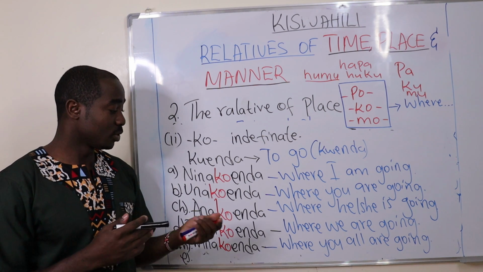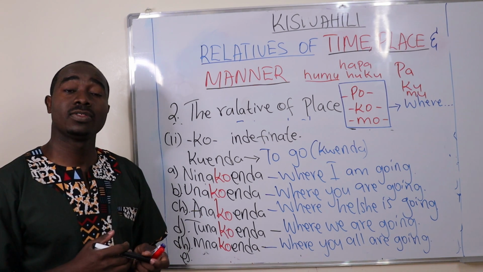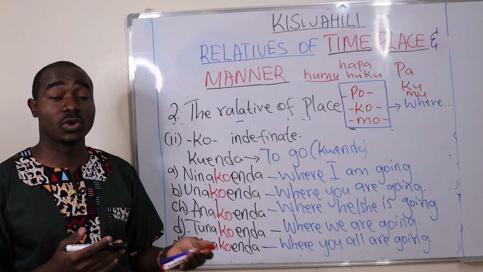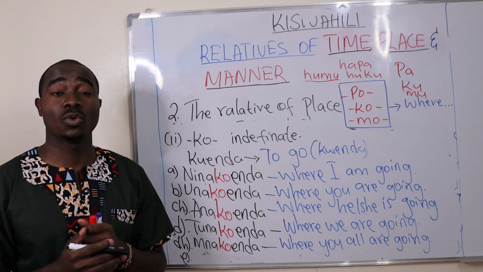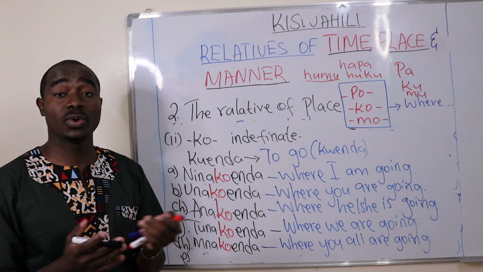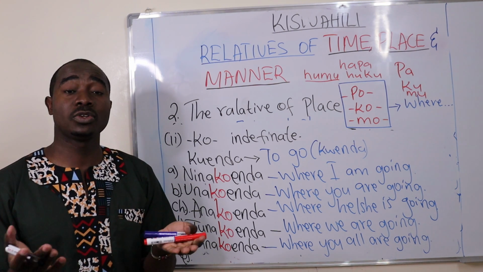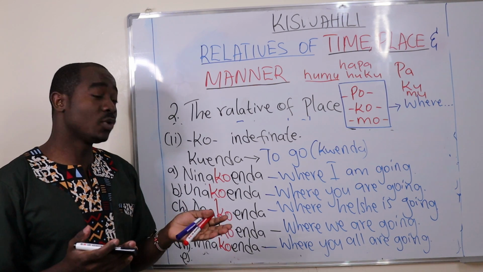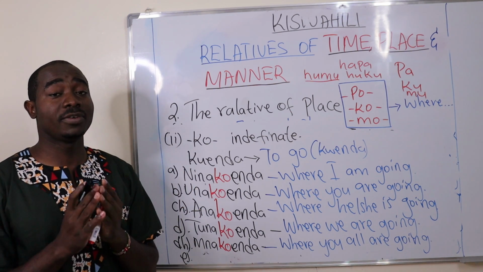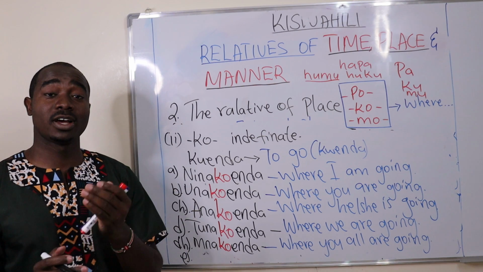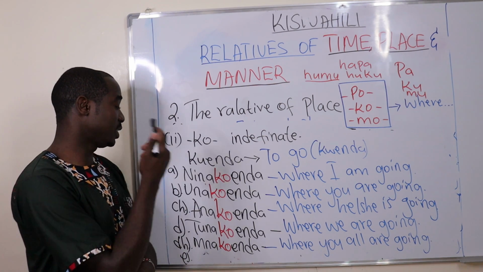Mnakoenda kuna maybe theluji. It's snowy. Mnakoenda kuna theluji. Where you are going, it's snowy. Sawa? So the examples are not limited to the weather condition only. You can use different words. You've learned a lot of words. Use those words to form sentences with this.